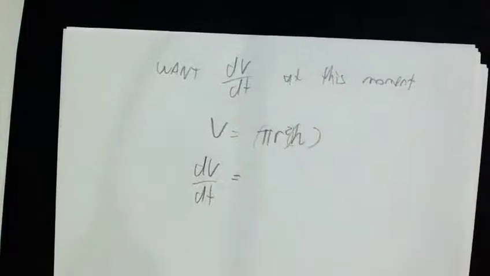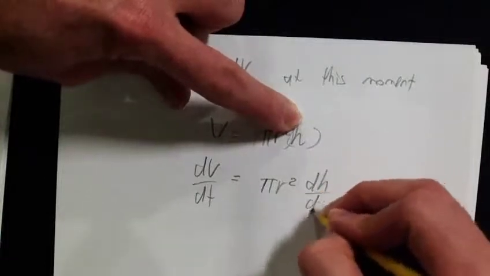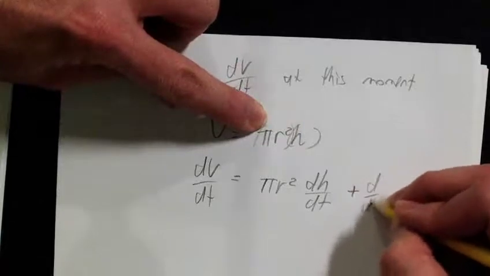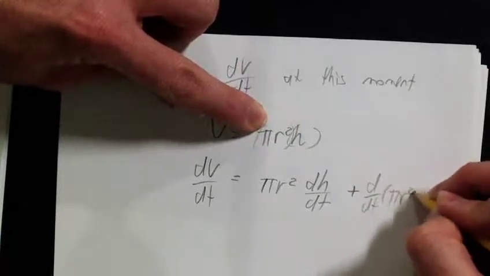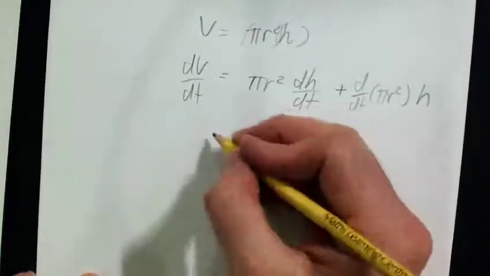But I'm going to imagine this as these two things. The product rule says that I'll keep this one and differentiate this one. And then I'll differentiate this one and keep this one. That's the product rule. I'm imagining that the pi r squared and the h are both functions of time, and so I have to use the product rule to do it.